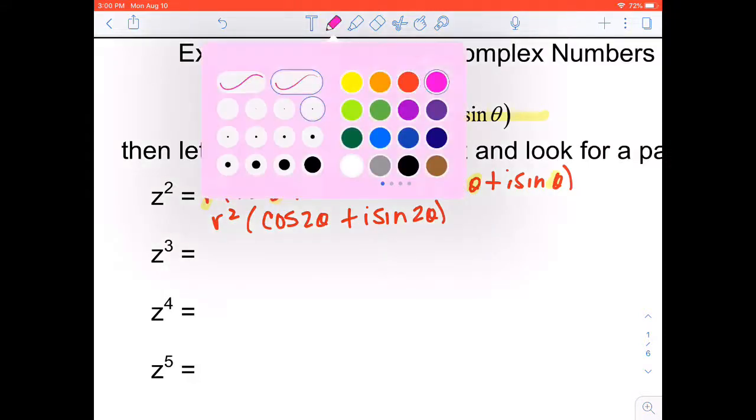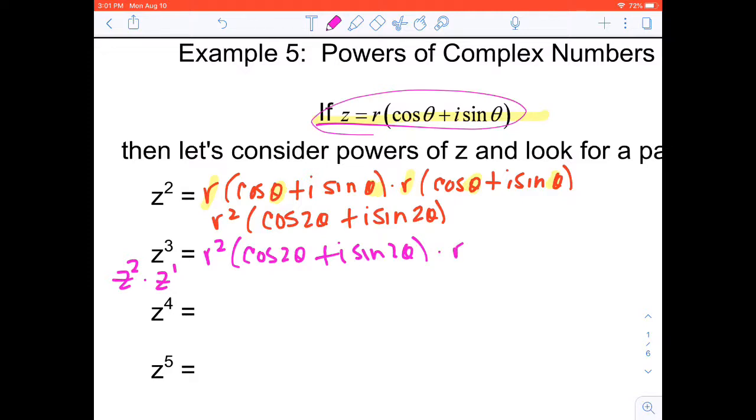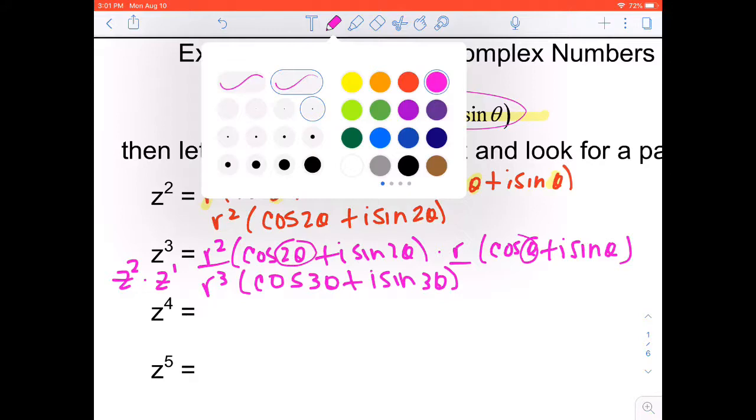All right, so now let's consider z to the third. And I could write this 3 times and multiply it out, but can't we break it down that it is z squared times z to the first? So I can take my previous answer of r squared cosine 2 theta plus i sine 2 theta and just multiply by another z, so times r to the first cosine theta plus i sine theta. And when you multiply them together, we multiply the modulus together, so we get r cubed. And then I add the arguments, so that's going to give me a cosine 3 theta plus i sine 3 theta. And some of you might be saying, hey, I'm starting to see a pattern here.